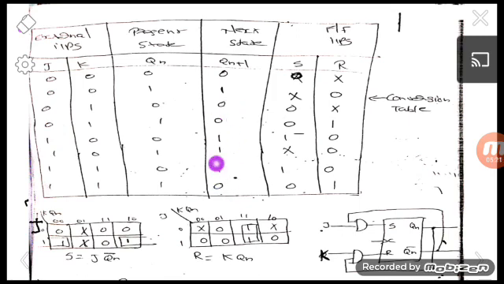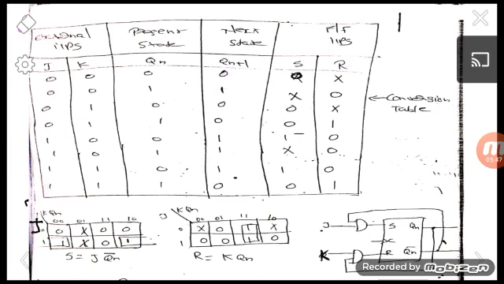Okay, that is based on the truth table of the JK flip flop, we are writing the output here. Okay, and based on this present and the next state, we have to write the excitation table of the SR flip flop here. This is the present state and this is the next state, and based on these conditions we have to write the inputs S and R here.